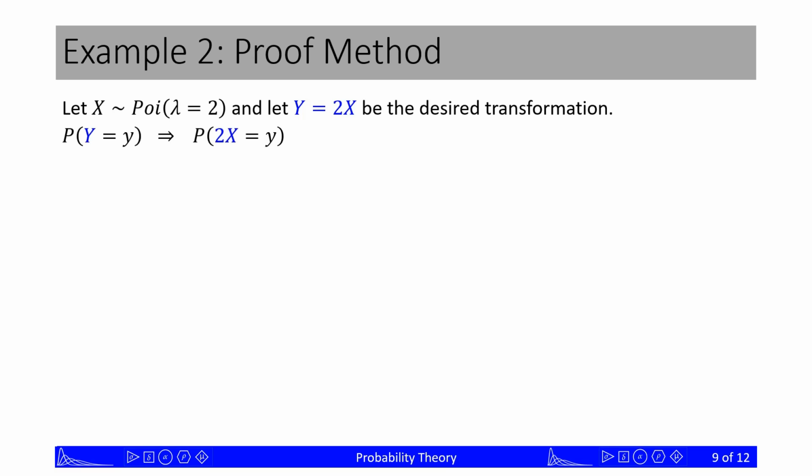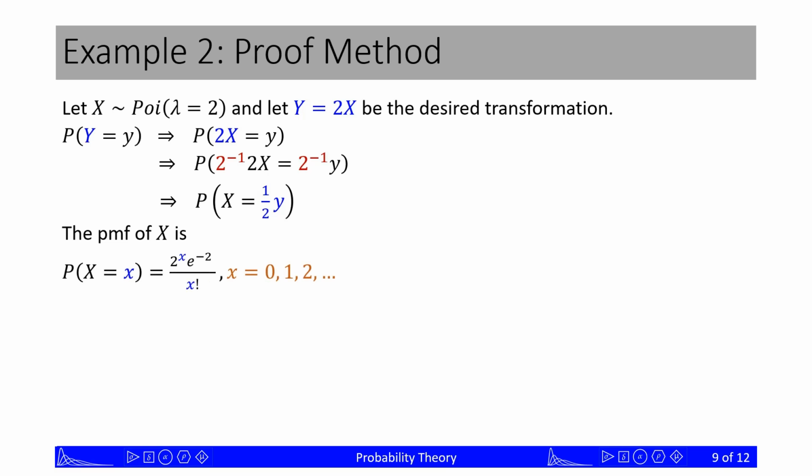For this method, we start with the desired outcome, P of capital Y equals lowercase y. We replace capital Y with 2 times capital X. Now our goal is to isolate capital X. To do this, we apply the inverse function to both sides of the equation. The inverse function for 2 is the multiplicative inverse of 2, which is 1 over 2 or 1/2. This, of course, is the same as dividing both sides by 2. However, it is important to realize that this is the inverse function, and this is the method we'll use for more complex functions. We obtain P of capital X equals 1/2 lowercase y.